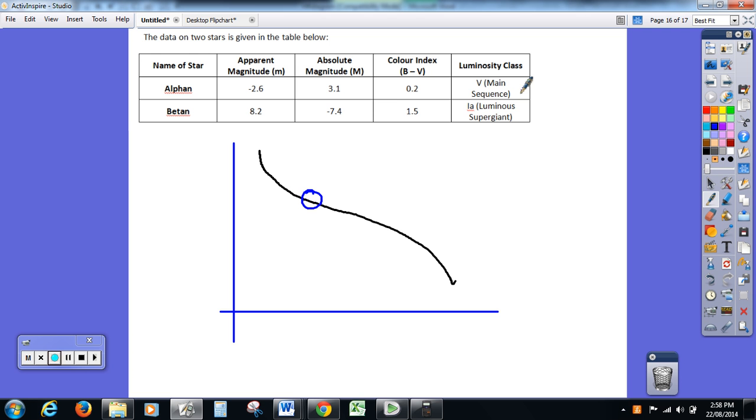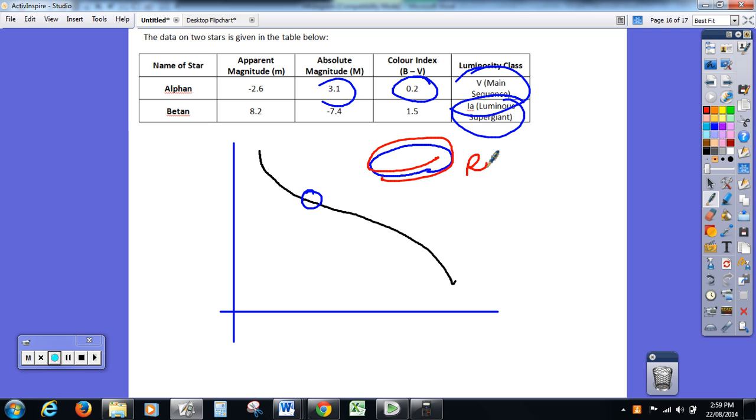So we know that it's a class A. It's reasonably bright, and so on. Next thing is we're going to look at Beaten. Now, Beaten is a 1A superluminous giant, so it's no longer on the main sequence, but we know it's a reddish colour, so it's up in this point up here. So these are the red giants. So what do I know about these two stars, Alphen and Beaten?